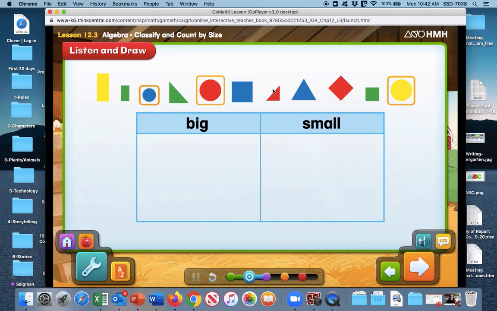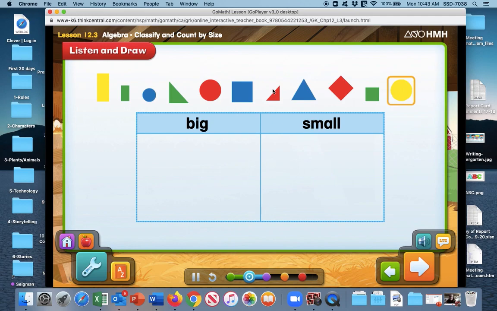Circles, squares, triangles, and rectangles. What are some ways you can sort and classify these shapes? By shape or color. How can you sort and classify these shapes another way? You can sort by size.